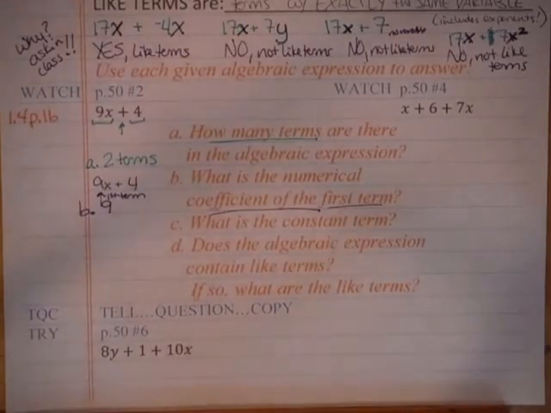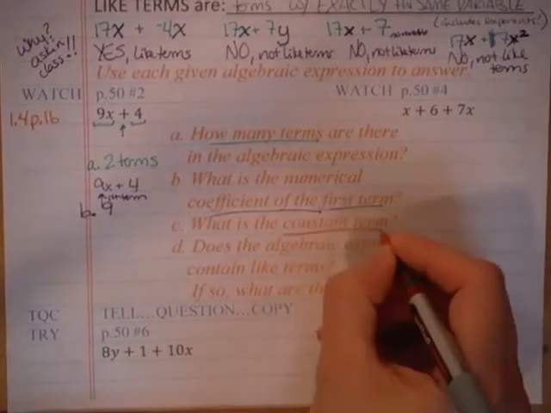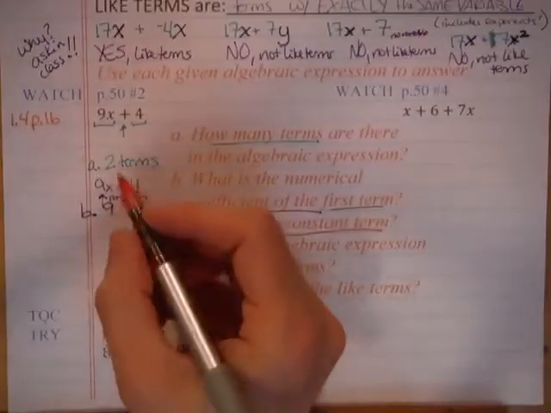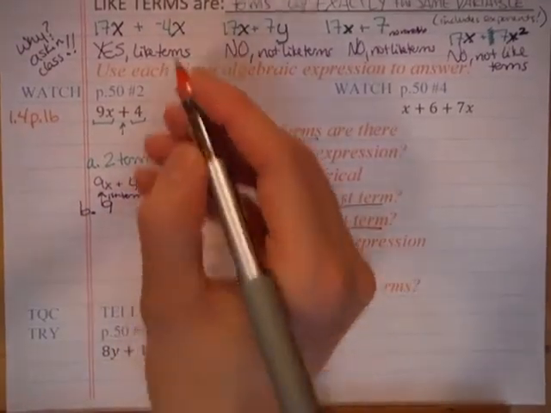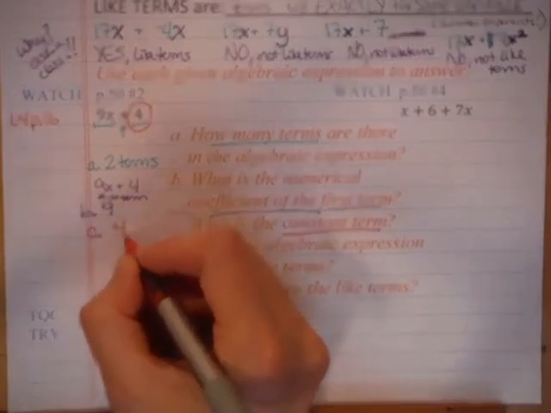Okay. Next question. What is the constant term? Okay. So again, as we look at 9x plus 4, the constant term is the one that stands alone here. So for C, the answer is 4.